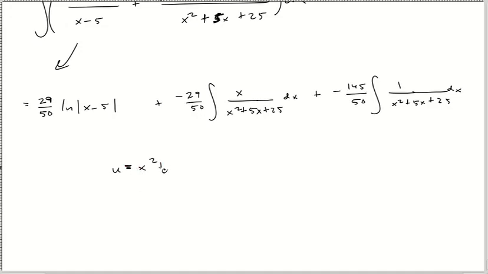I'm only on page 2 of 3 for this particular problem.